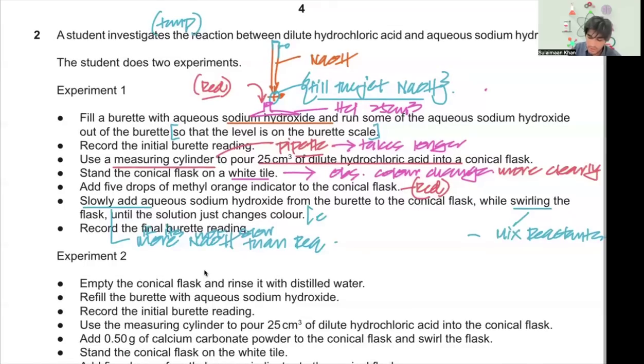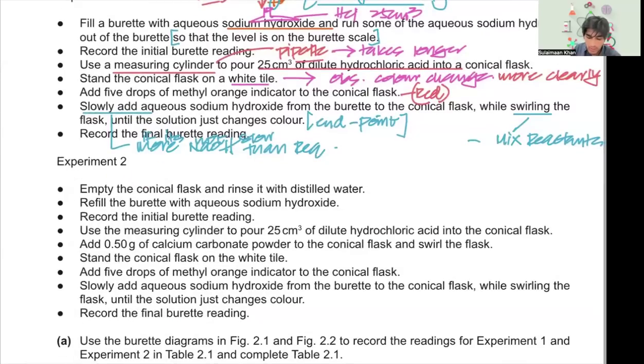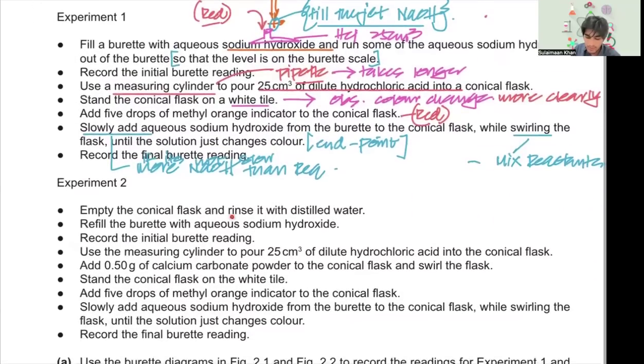When the solution changes color, we know that's the end point, and we're going to stop our titration. Once we stop our titration, we're going to record the volume of neutralization. So record the final reading of the burette. Here you recorded the initial and then the final one. And then in experiment 2, empty the conical flask, rinse it with distilled water, and refill the burette with sodium hydroxide.